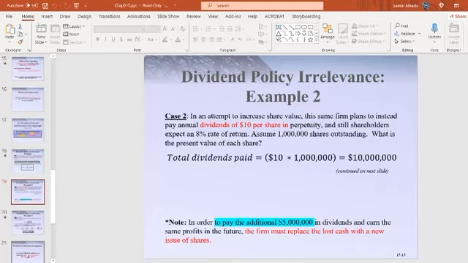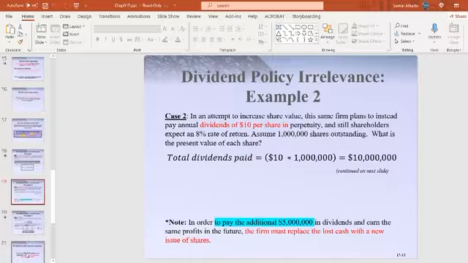In case 2, in an attempt to increase the share value, this firm plans to pay annual dividends of $10 per share in perpetuity. And still, shareholders expect 8%. Now, it's the same as the previous example, but here they want to pay $10 dividends instead of 5. Assume now we have 1 million shares in the market, and what is the present value of each share? Let's calculate first how much they are going to distribute. $10 per share multiplied by 1 million. It will be $10 million.